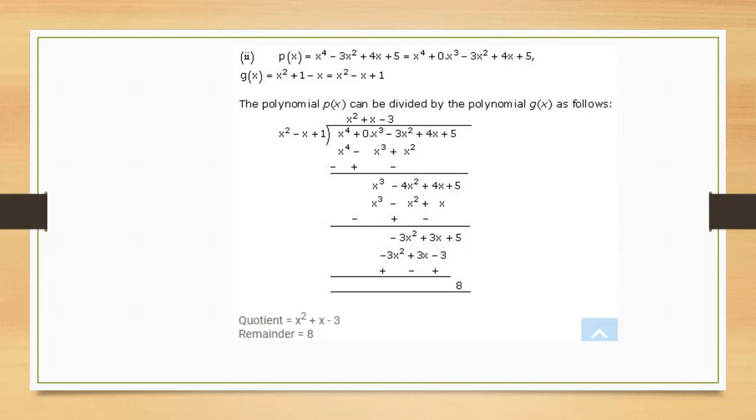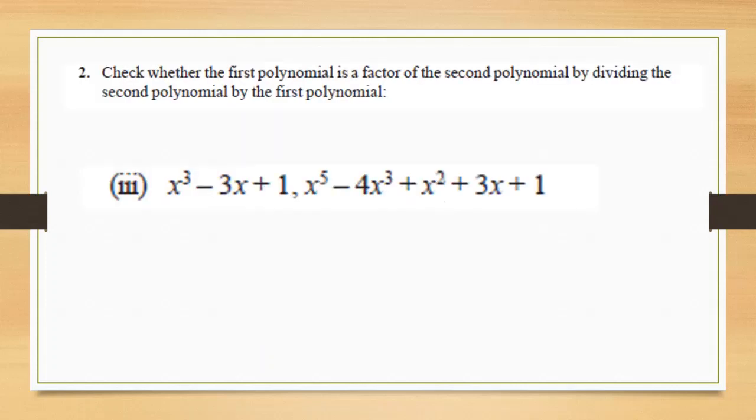Ma'am, it's not a factor. Which one? The second, third part. The first polynomial is not a factor of the second one because the remainder is 2. Acha, you're telling about the next one. Let others finish this. Shall I move to the next sum, please? Yes, ma'am. The second, third one is not a factor.